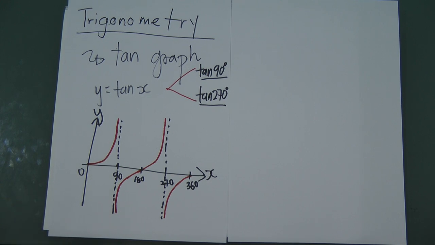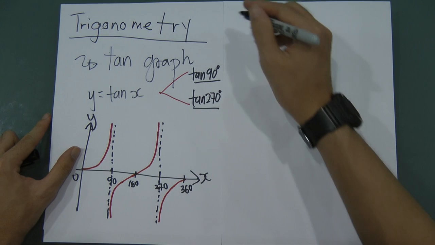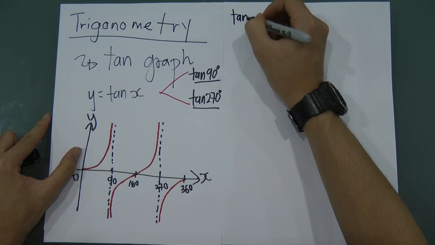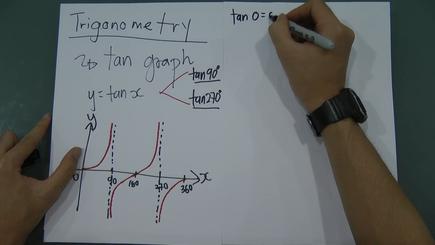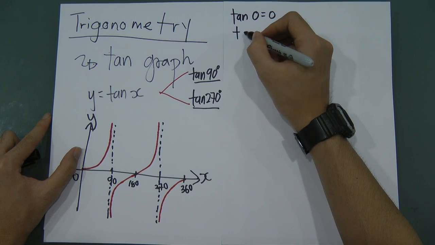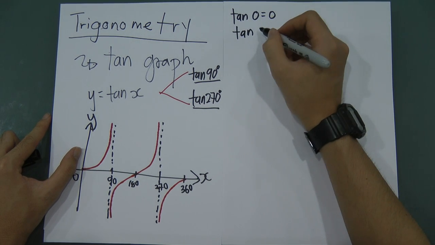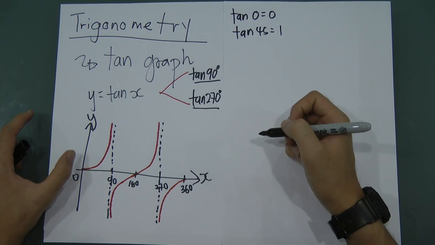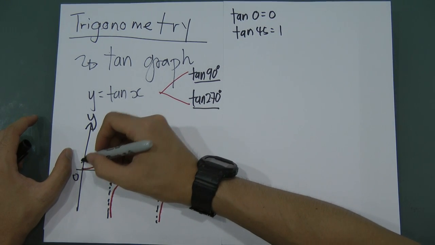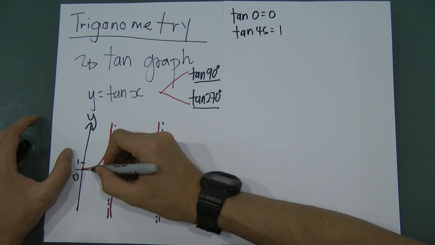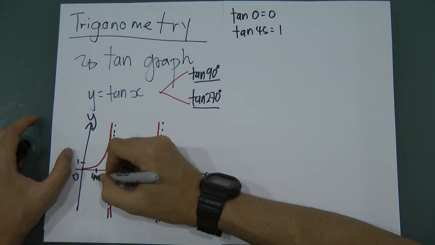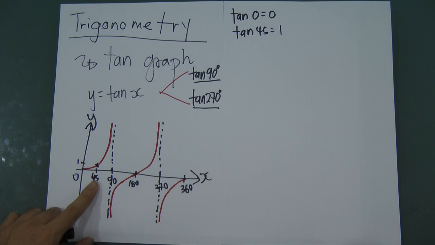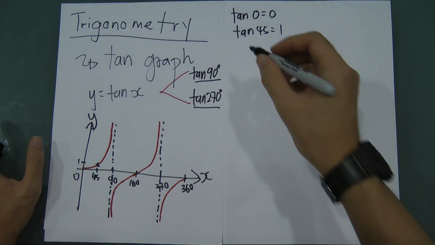Okay, so just some information that is very important. Tangent 0 equals 0. Actually, tangent 45 will equal 1. However, 1 is very hard to draw. If you really want to draw, maybe you can write a 1 here and then write a 45 here. I mean actually here is 1.